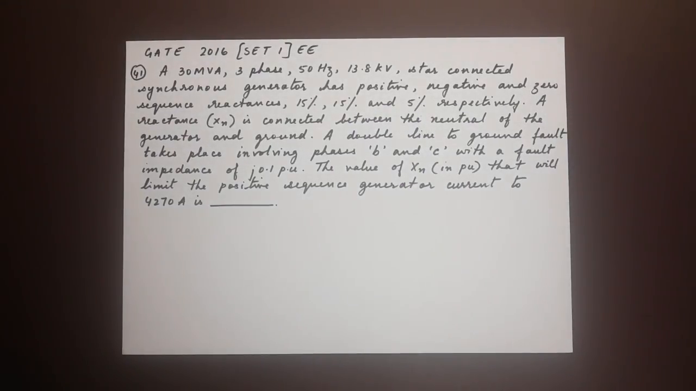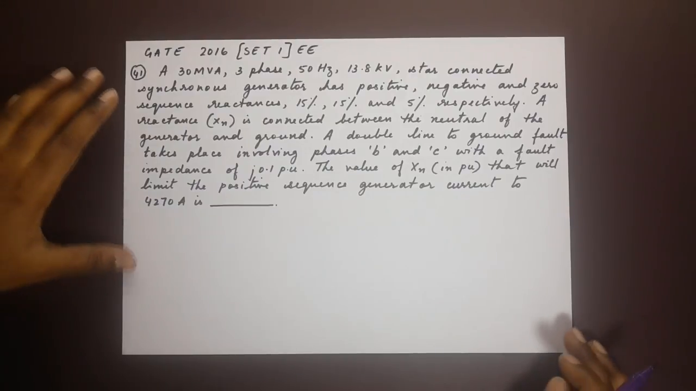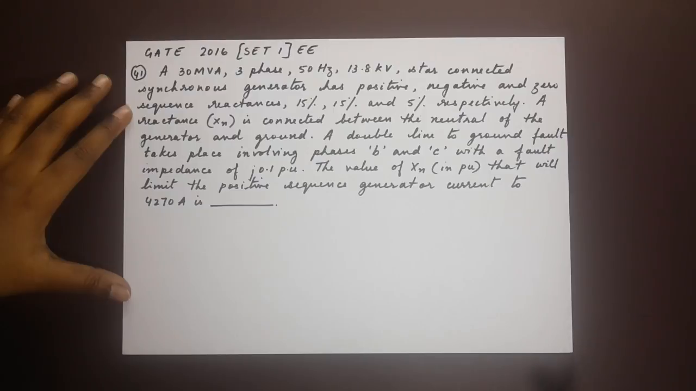A reactance Xn is connected between the neutral of the generator and ground. A double line to ground fault takes place involving phases B and C with a fault impedance of j0.1 per unit. The value of Xn in per unit that will limit the positive sequence generator current to 4270 amps is dash. 4270 amps. Okay, so this isn't a multiple choice question. We will have to work it out the best way we can.